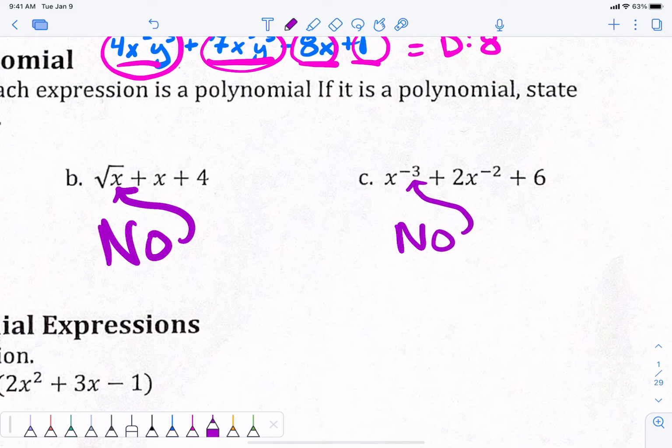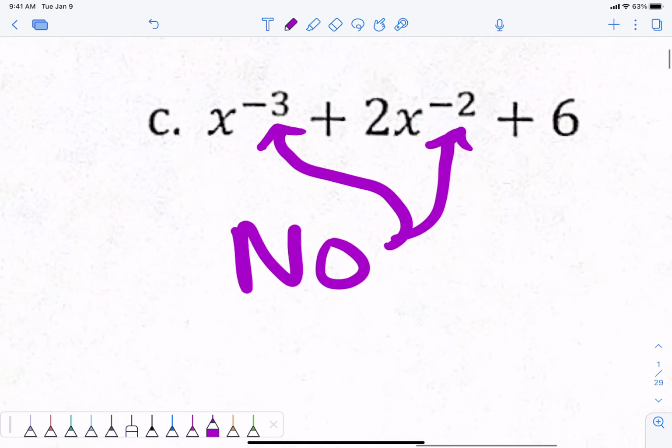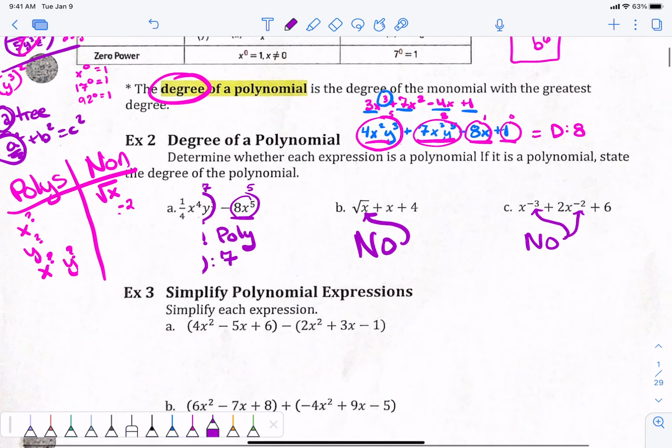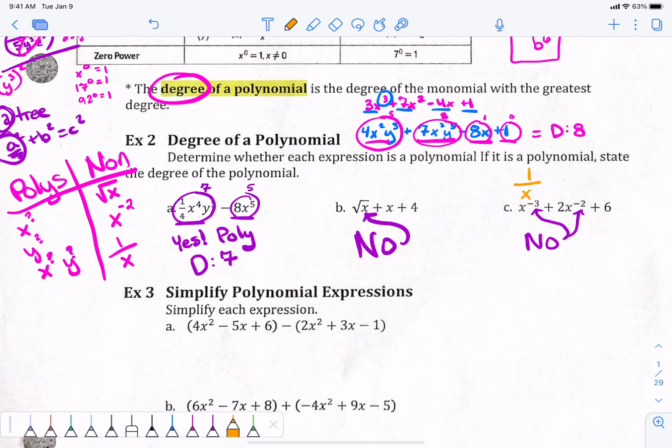No. Negative. You can't have negative exponents. Do you know why x to negative powers are non-polynomials? X to the negative third is like 1 over x to the third. This is like 2 over x squared. You can't have a variable on the bottom. In order to be a polynomial, you can't have a variable on the bottom.